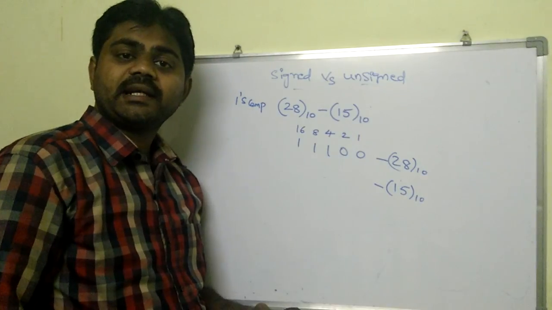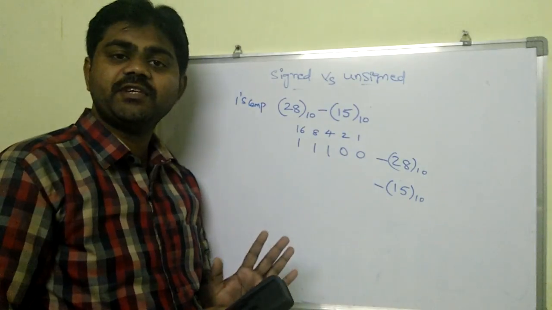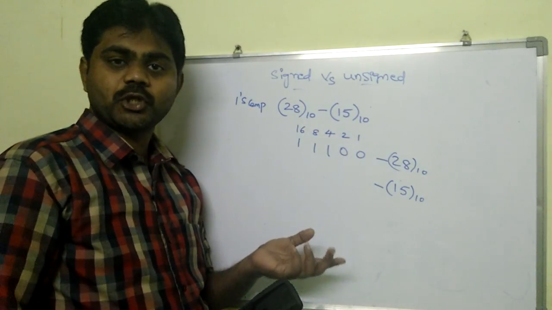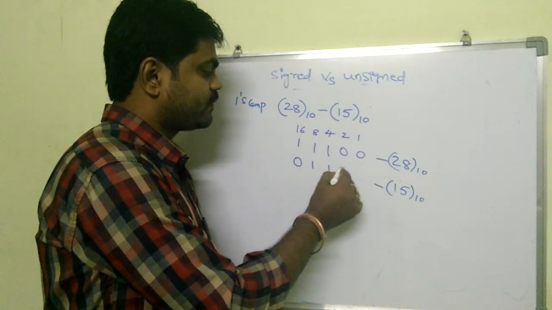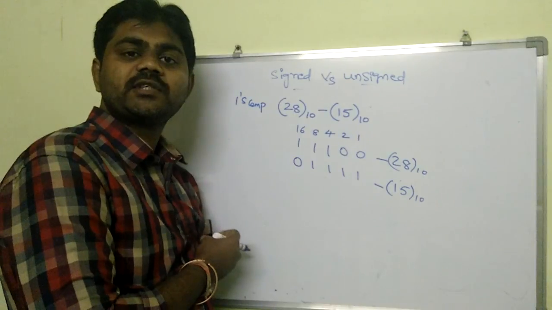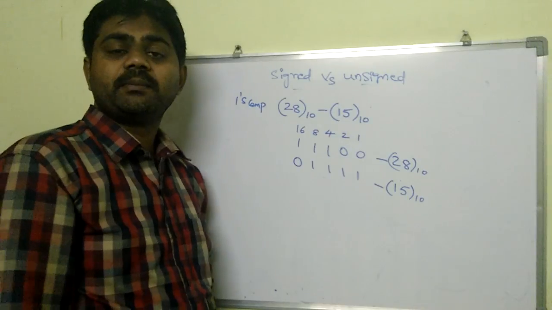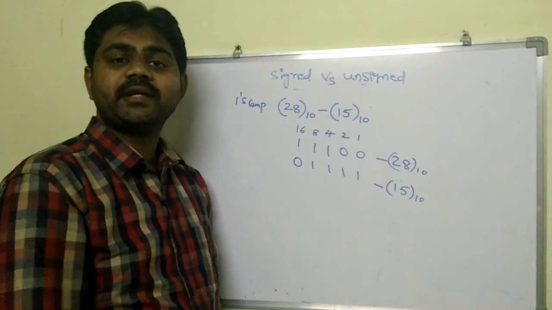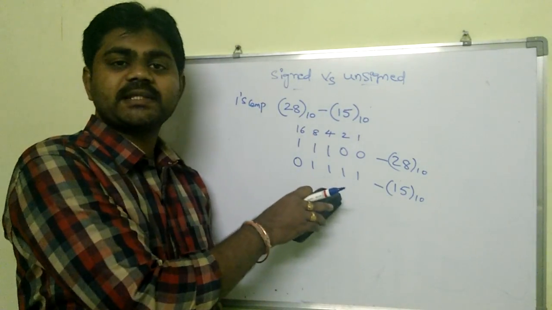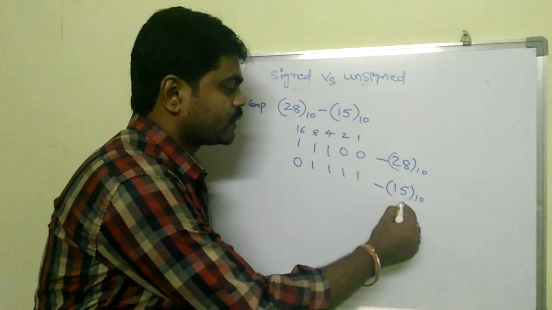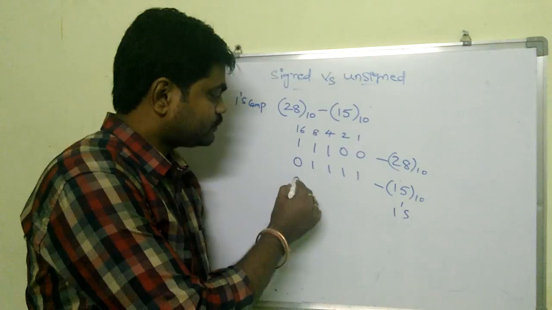I am not representing 1's complement right now. First I will represent 15 individually. Later on I will take 1's complement for that. Right. So 15 is 0, 1, 1, 1, 1. Why? Because 8 plus 4 is 12, 12 plus 2 is 14, 14 plus 1 is 15. But our 15 is a negative number, isn't it? So I need to perform 28 minus 15, so I need to perform 1's complement for 15. This is a normal representation. Now I will take 1's complement for this. So what is 1's complement? Converting 0 to 1 and 1 to 0.